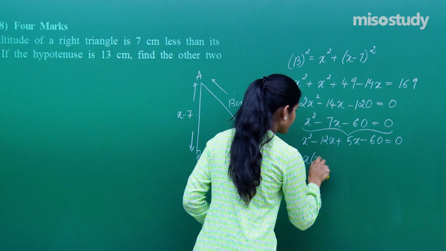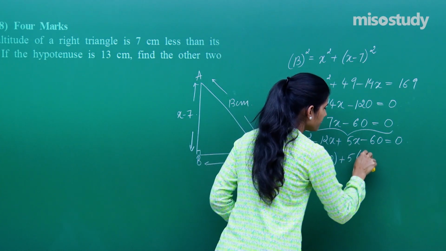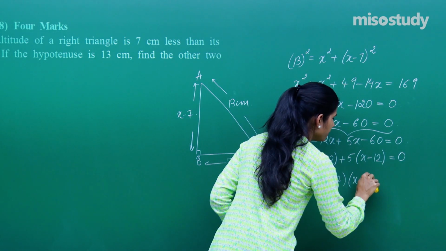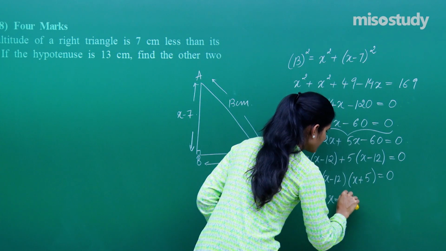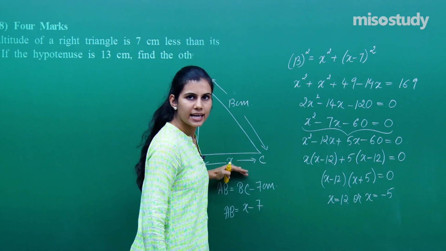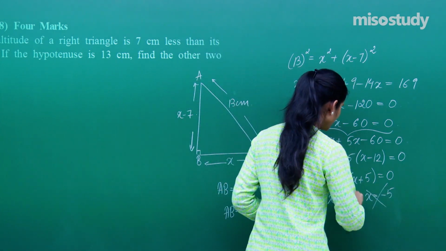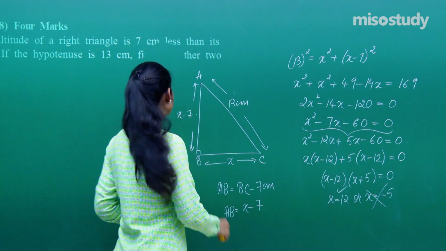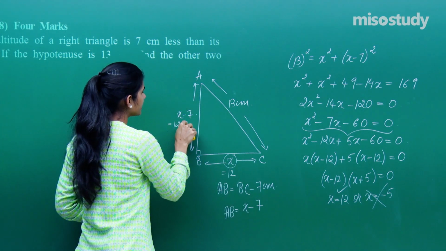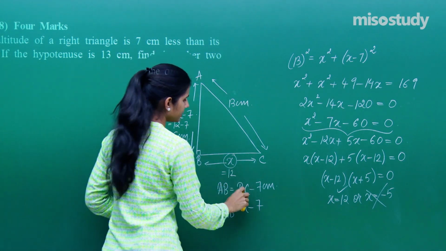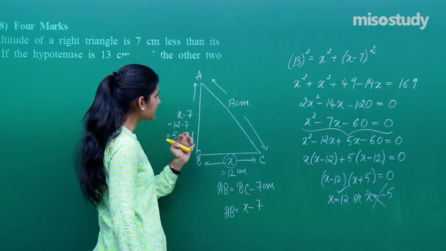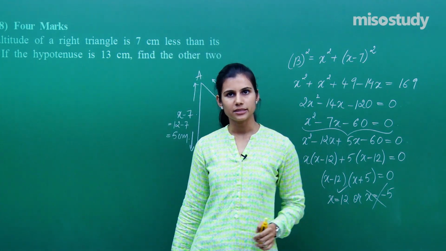So you have x minus 12 plus 5, x minus 12. This gives you x minus 12, x plus 5 equals 0. That means x is 12 or x is minus 5. Again, x is the length of the base. Length of any segment can never be negative. So you have base length is 12 and the length of the altitude is 12 minus 7, which is 5 centimeters. So you have base is 12 centimeters, height is 5 centimeters, hypotenuse is 13 centimeters.